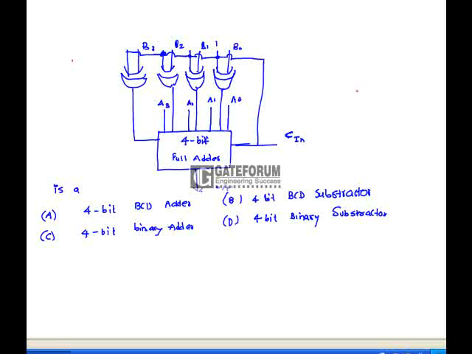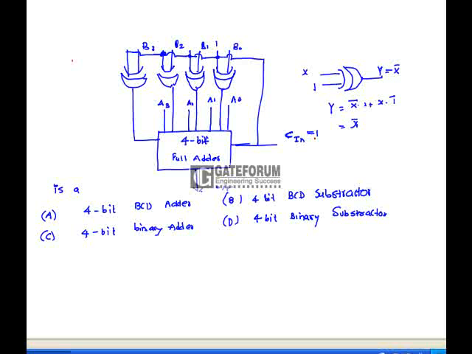So if we take the basic XOR function, suppose this is x, this is 1, this is output y. Y equals x bar 1 plus x 1 bar. So y equals x bar, which means an exclusive operation is performed if Cn equals 1 here. Then the outputs of all the exclusive OR gates are inverted, which means it is a ones complement form.